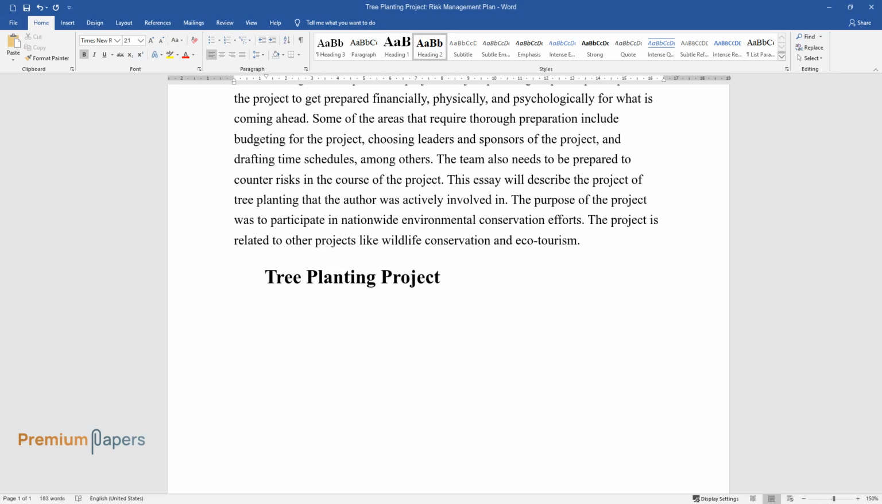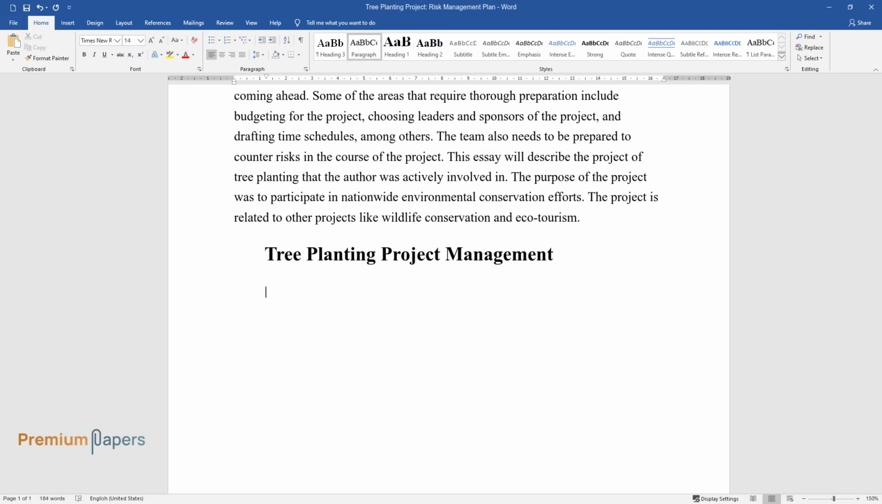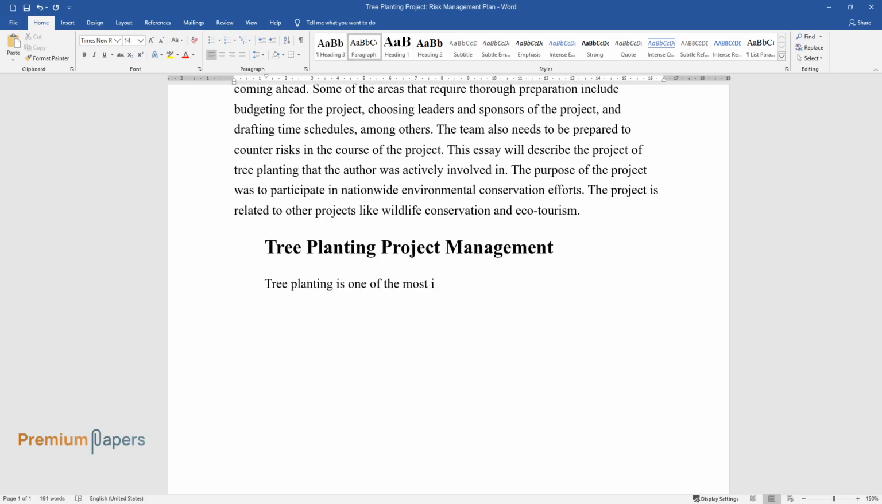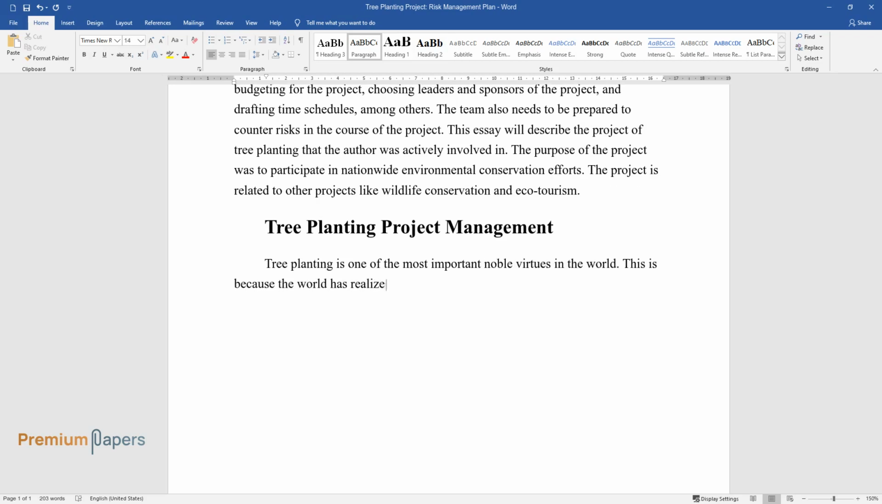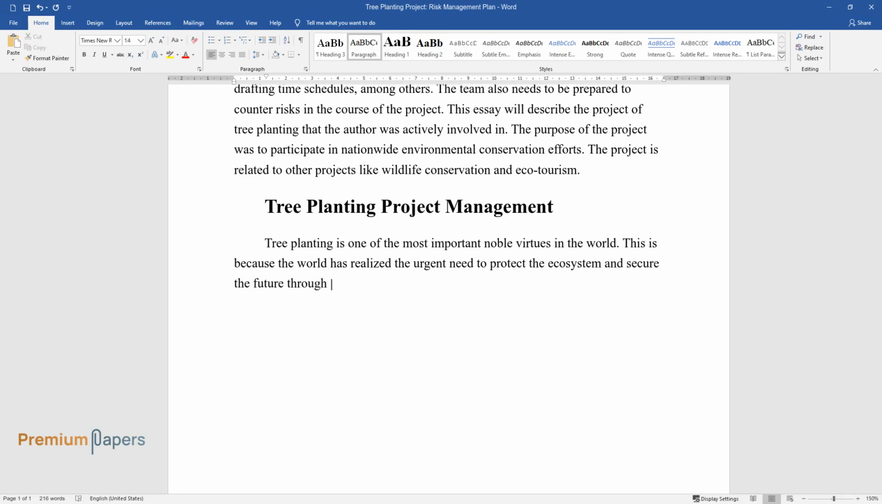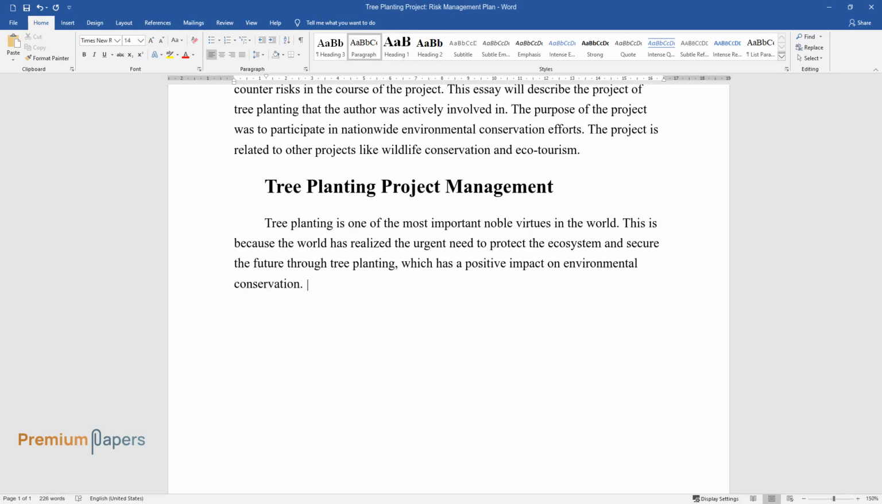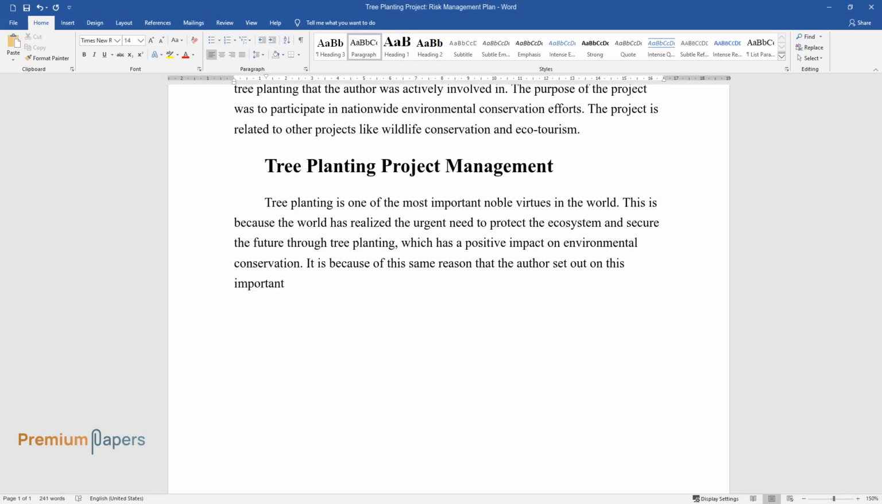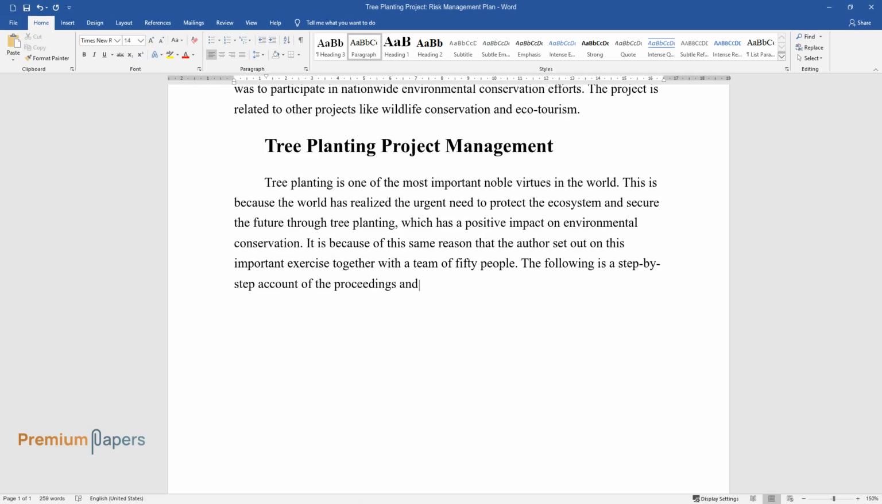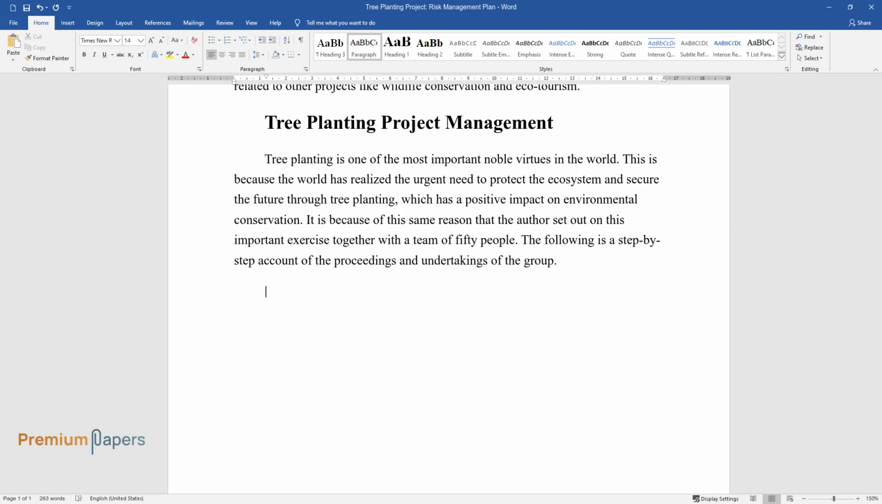Tree Planting Project Management. Tree planting is one of the most important noble virtues in the world. This is because the world has realized the urgent need to protect the ecosystem and secure the future through tree planting, which has a positive impact on environmental conservation. It is because of this same reason that the author set out on this important exercise together with a team of 50 people. The following is a step-by-step account of the proceedings and undertakings of the group.